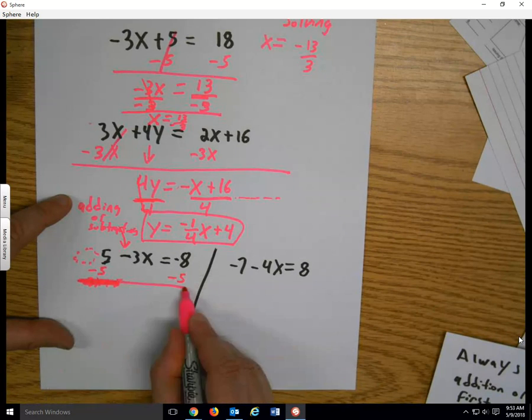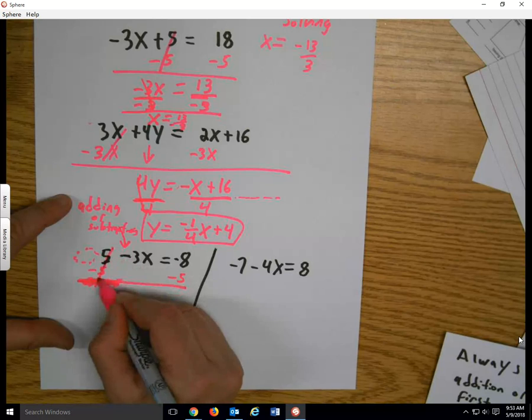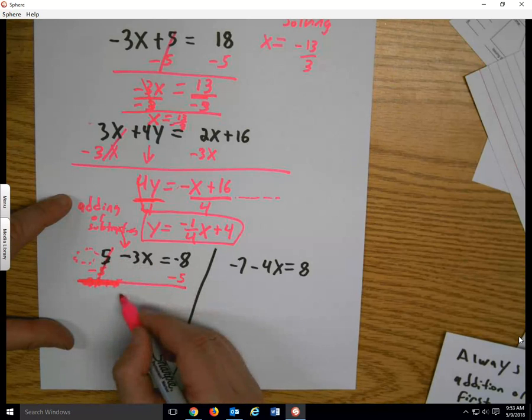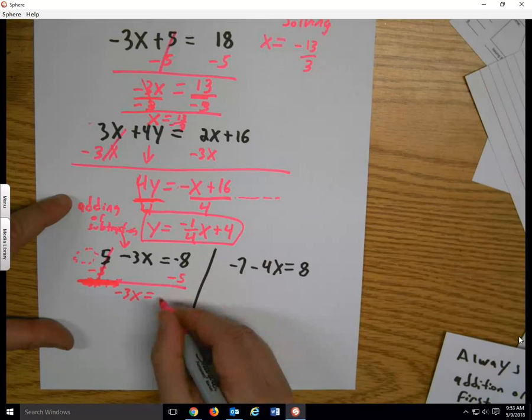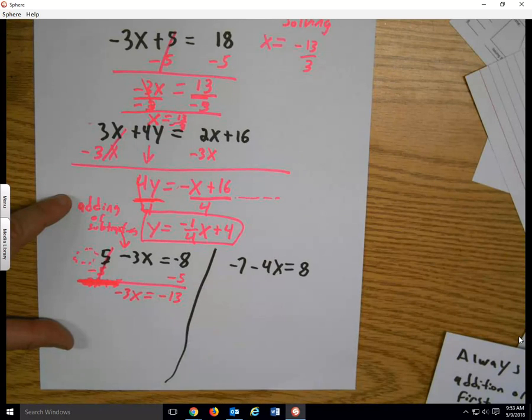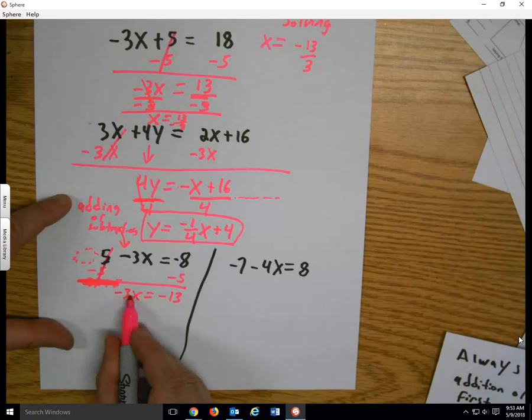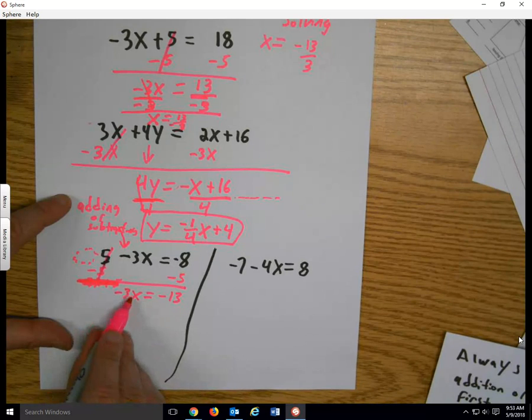Let's draw our line. The 5, take away 5 is nothing. Negative 3x, well, there's nothing under it. We just bring it down. A negative 8 and a negative 5 is a negative 13. And then now there's nothing in between the x and the 3. There's a negative there, but it's not in between the x and the 3.